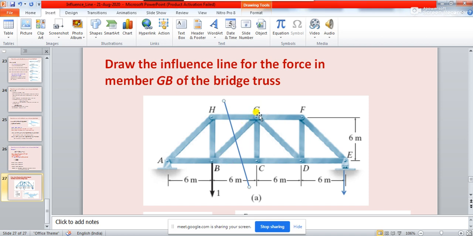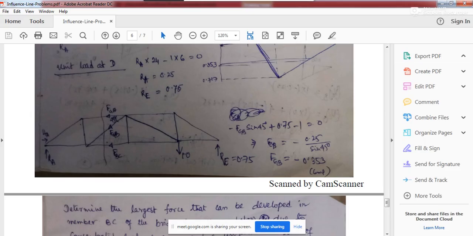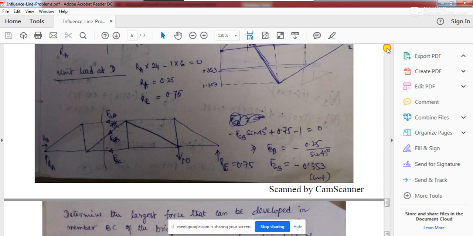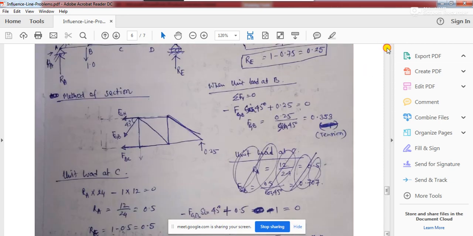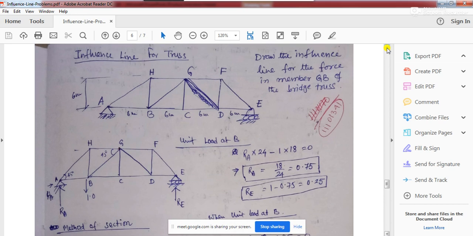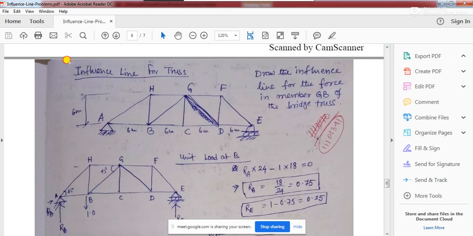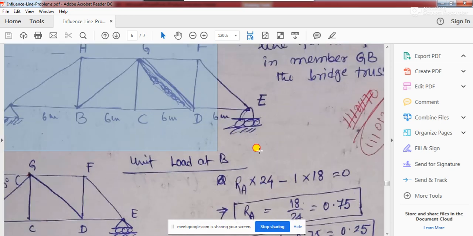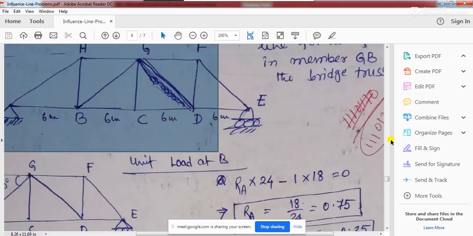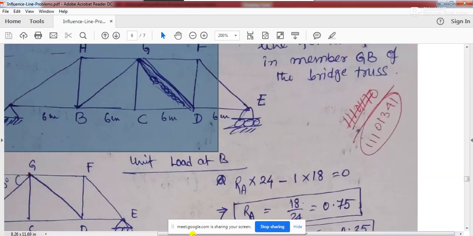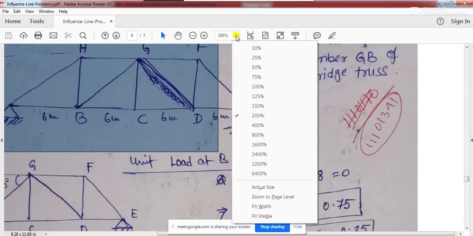The solution I have already shared with you in the PDF I gave earlier, so the solution is given over there. You see, this is the problem we'll try to solve today. This is the influence line for the truss, and exactly the same problem is handwritten over here. So this is the problem we'll be solving.